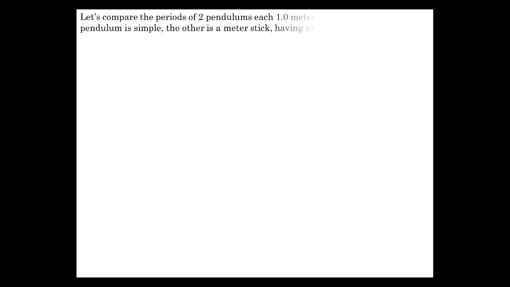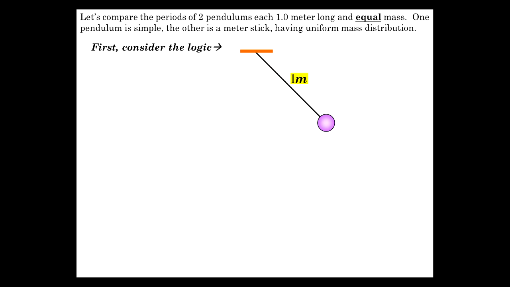So now let's compare a simple pendulum and a physical pendulum directly, and we'll understand how they relate to each other from this simple example. There are going to be two pendulums, each a meter long and having equal mass. One is simple, the other is a meter stick, so it's not simple, but it does have uniform mass distribution. So first of all, we've got the simple pendulum. A bob at the end, point mass at the end, 1 meter long. Gravity acts straight down in that. So there's the moment arm. The moment arm is across this whole length.